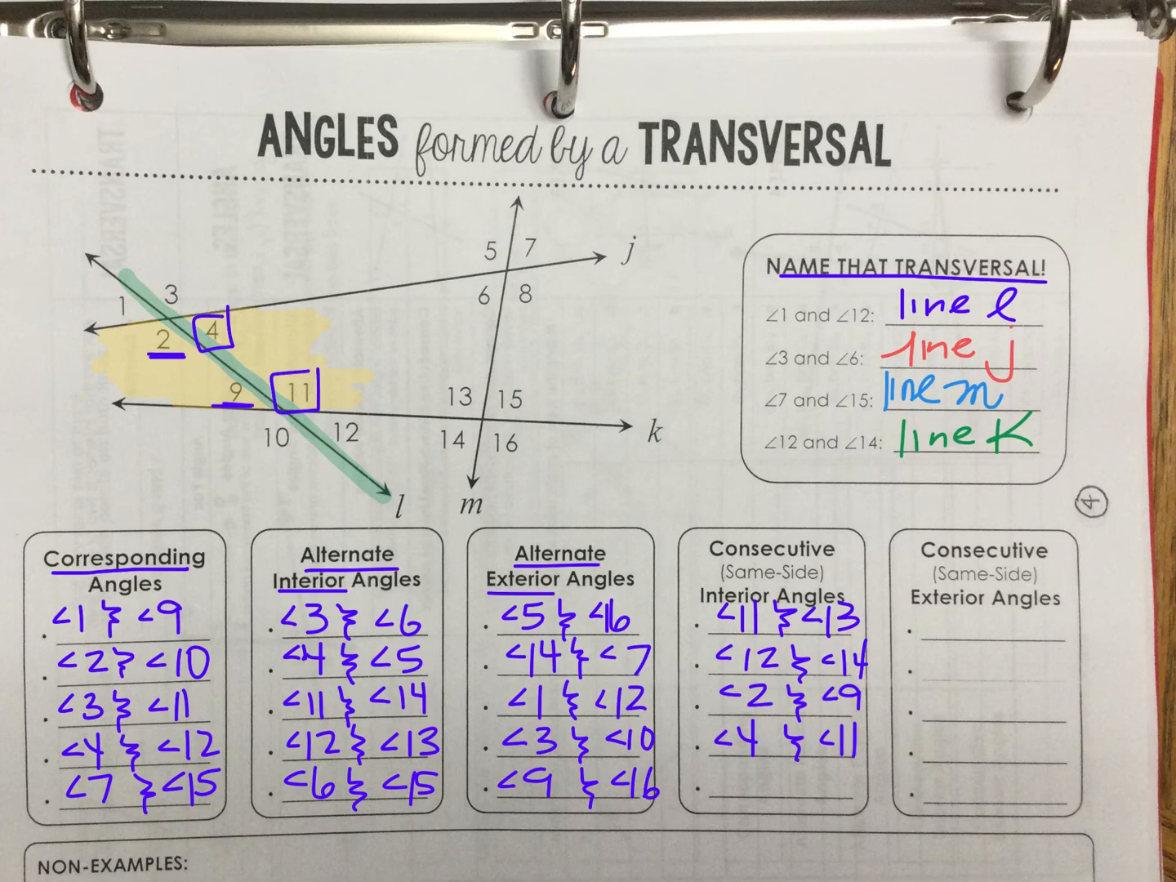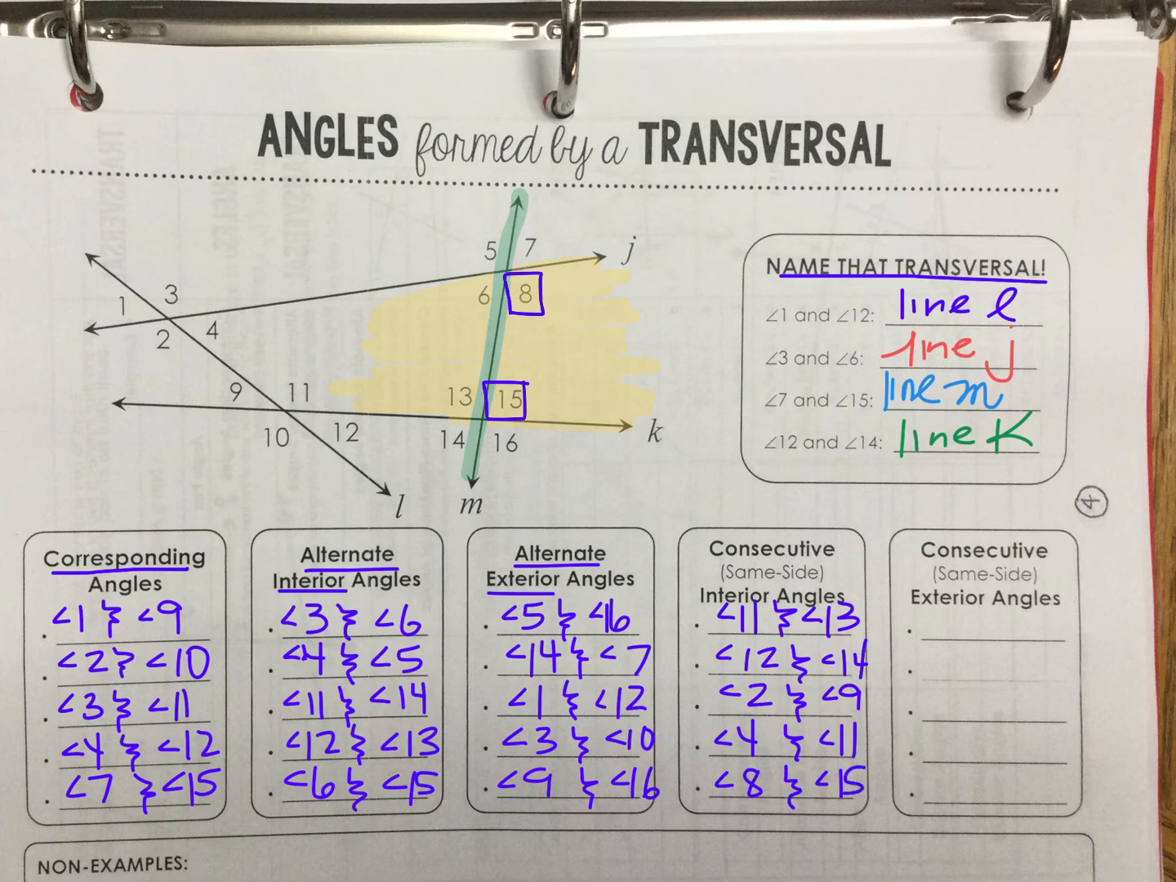All right, I'm going to have to do a new transversal. This time, my transversal is line M, so consecutive interior. If I used 8, I would say same side inside is 15.